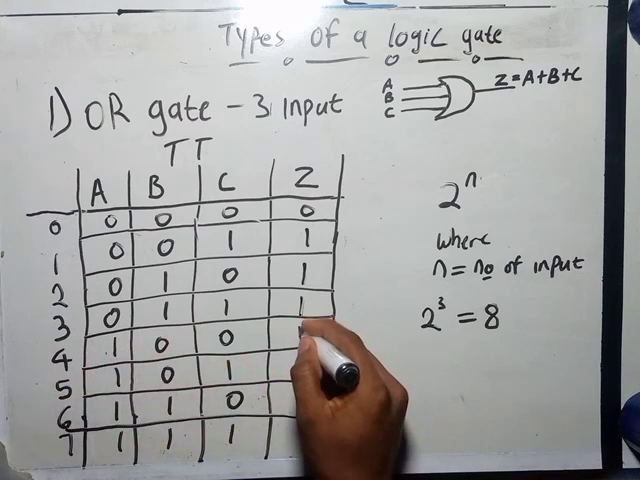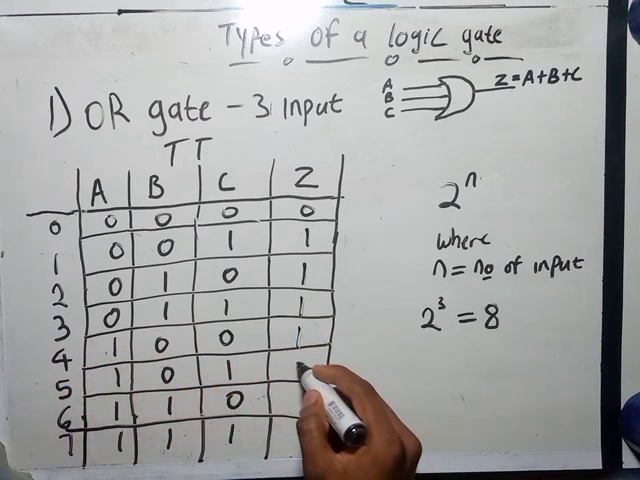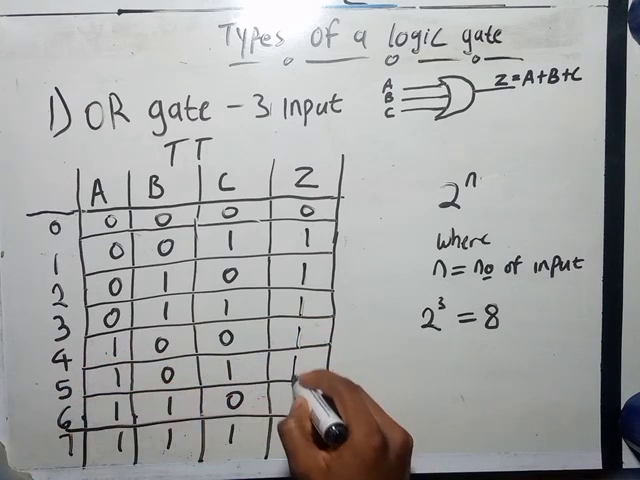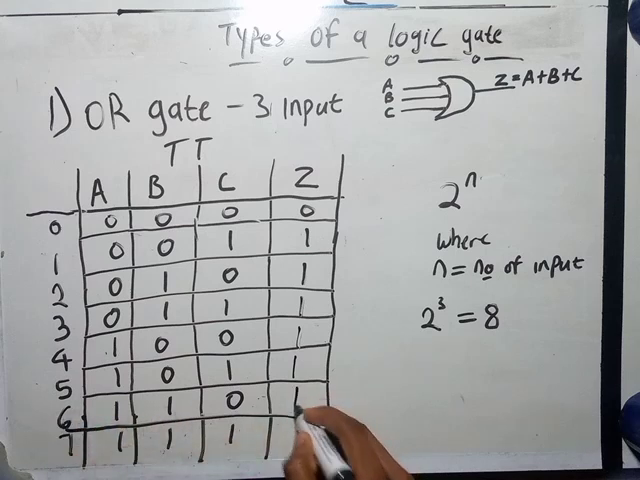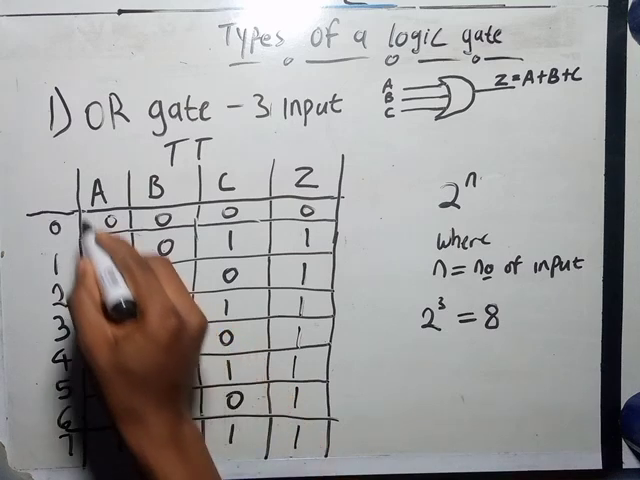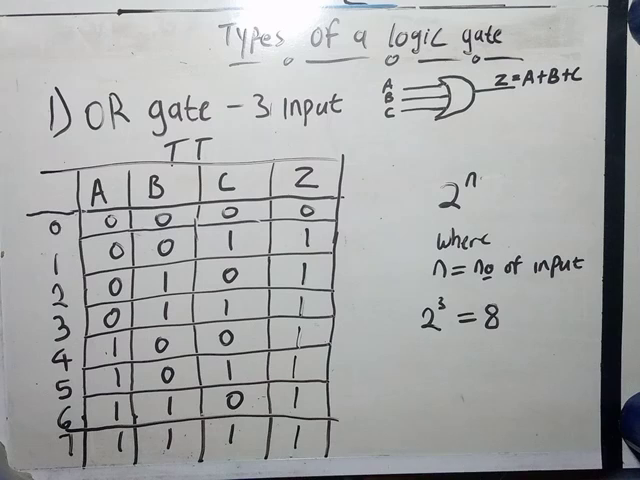1, 0, 0, 1. 1, 0, 1. So long as there's a 1 there, 1. 1, 1, 0, 1. 1, 1, 1, 1.